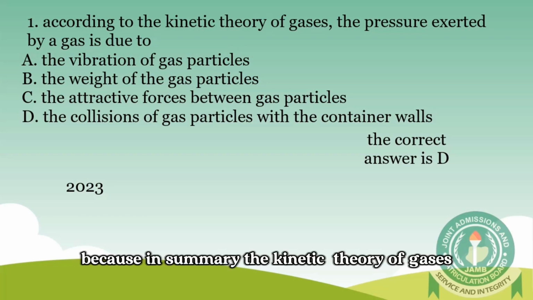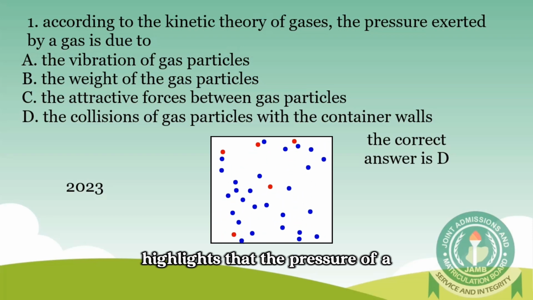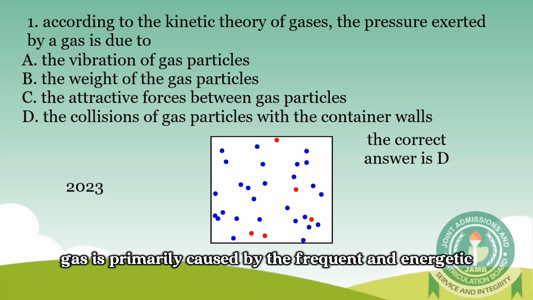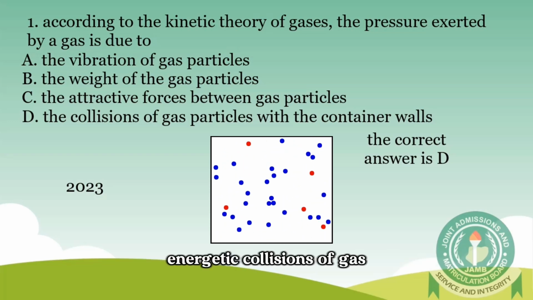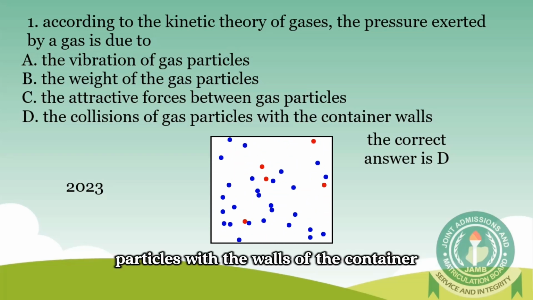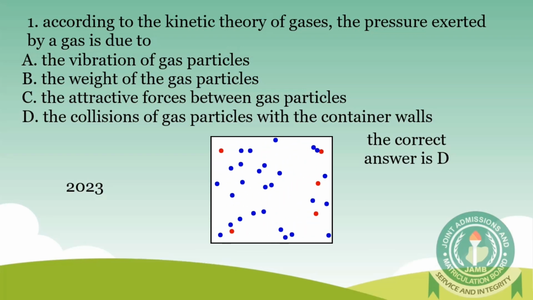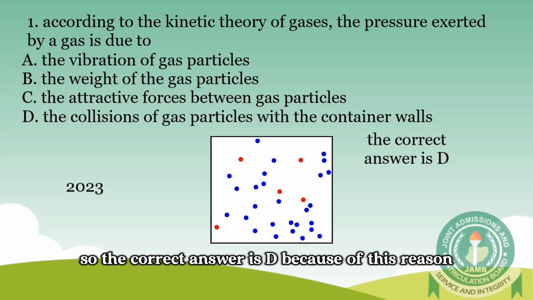Why? Because in summary, the kinetic theory of gases highlights that the pressure of a gas is primarily caused by the frequent and energetic collisions of gas particles with the walls of the container. So the correct answer is D because of this reason.